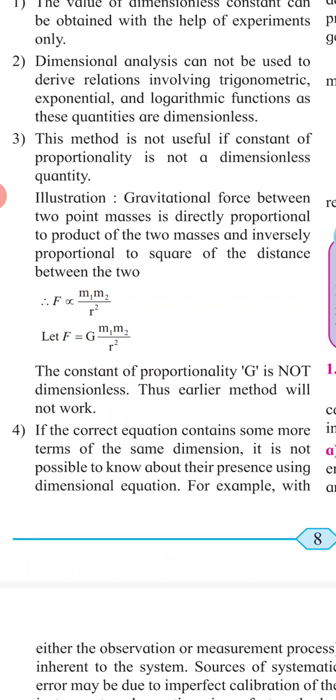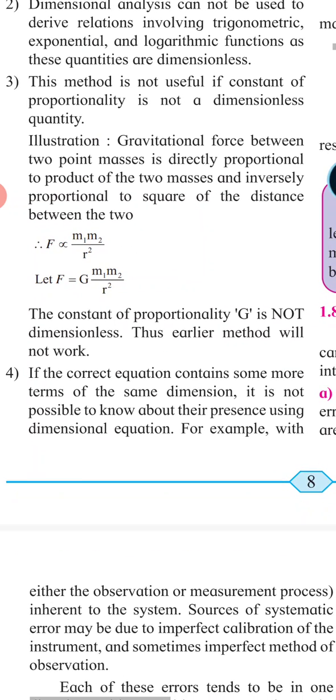For example, the gravitational force between 2 point masses is directly proportional to the product of the two masses and inversely proportional to the square of the distance between them. So F is proportional to m1 m2 upon r square. So F equals G m1 m2 upon r square, where the constant of proportionality is G. So G is not dimensionless. Thus the earlier method will not work. So the method is not useful if the constant of proportionality is not a dimensionless quantity.